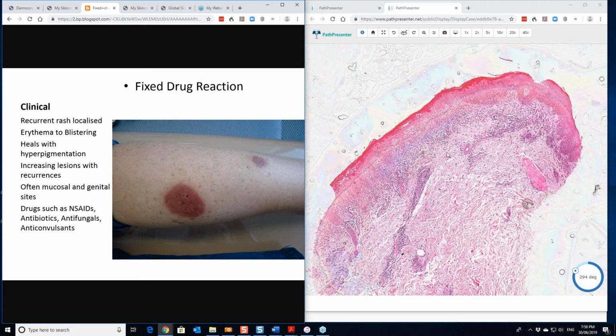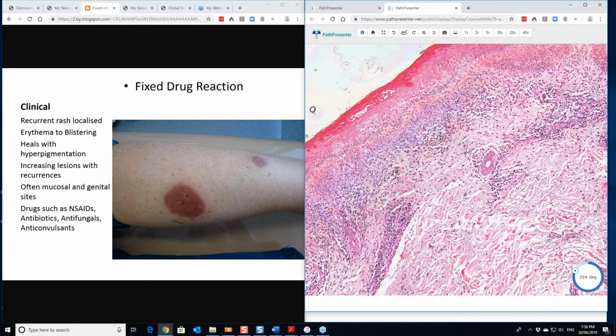So let's have a little look at the histology over here. And you can see a marked inflammatory infiltrate here. You can hardly see the epidermis here. There's so many lymphocytes going in and damaging it.